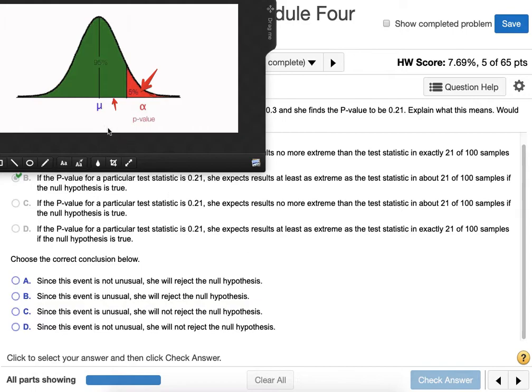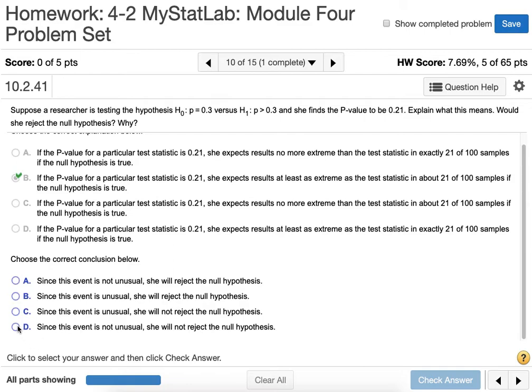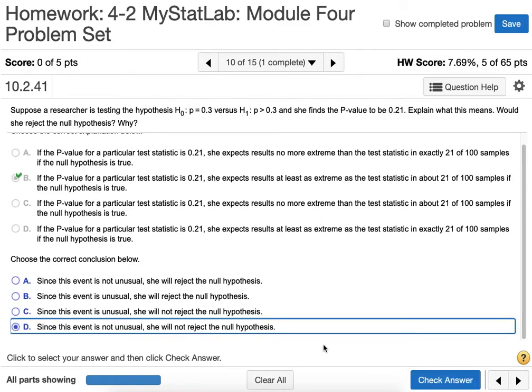So, let me pull up the picture. If we're here, we're closer to the null hypothesis, which is the population proportion, which would be right here. We're not down in the tail, way far away from the population proportion. So we will not reject the null. Hope that makes sense. And if you have questions, you can always reach out to me. So since the event is not unusual, she will not reject the null.